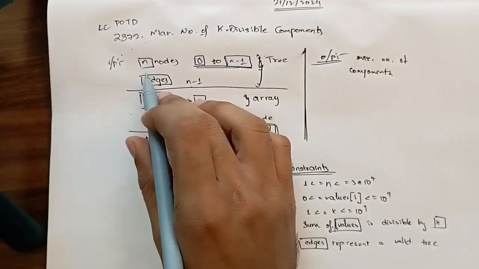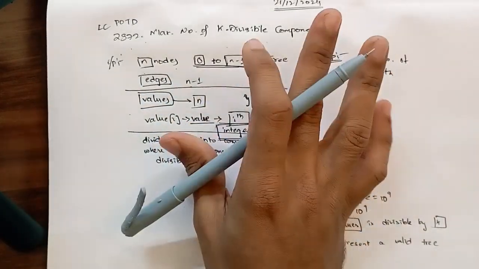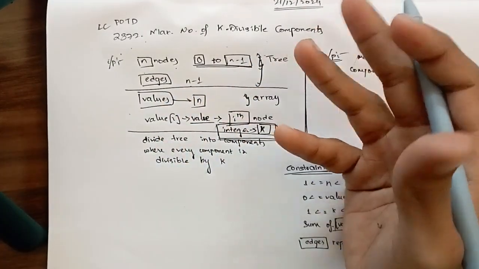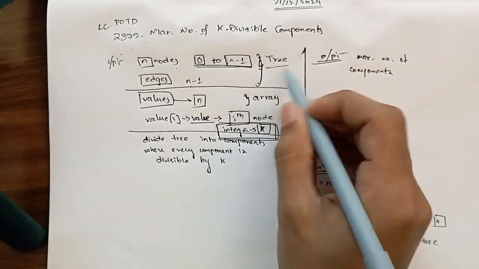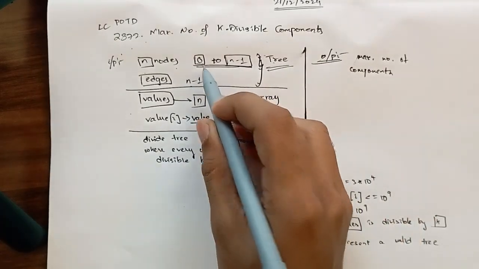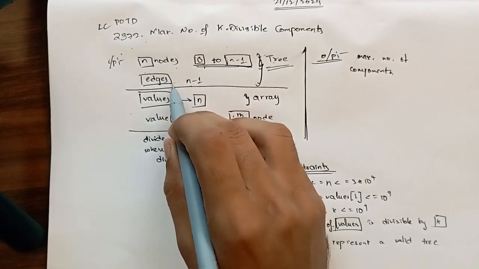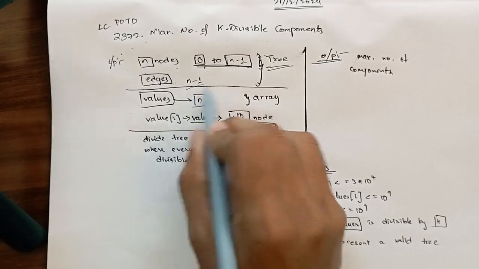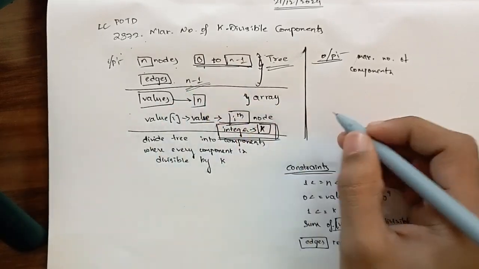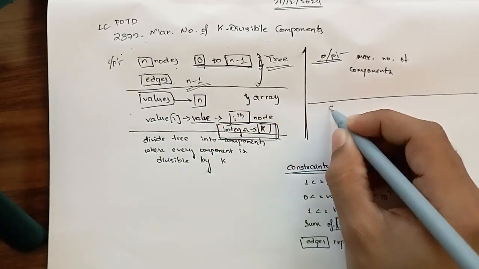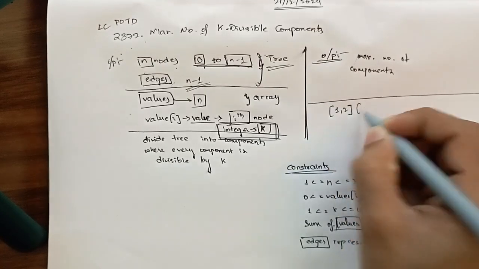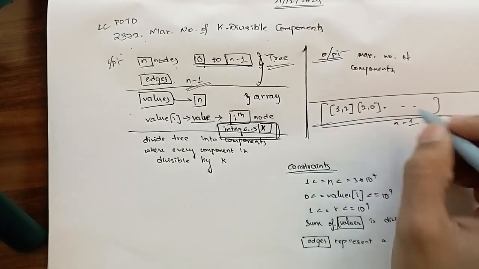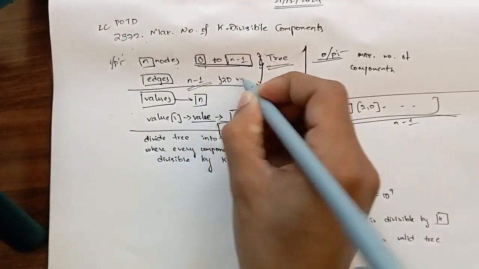So, we are given n nodes, 0 to n minus 1. We have a tree of n nodes from 0 to n minus 1 with edges. These edges are represented as n minus 1 pairs. That means these edges are connected like 1, 2, 2, 0 and so on up to n minus 1. This is a 2D vector.